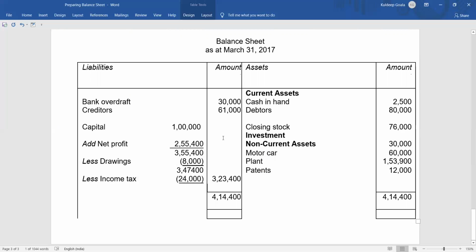Clear? Now let's do a total of both the sides. It is coming to 4,14,400 on both sides. This is the balance sheet total of both the sides. If the balance sheet total of both the sides tallies, it shows that your solution is correct, your sum is right. This is how you can do a complete sum on the trading and profit and loss account along with the balance sheet.